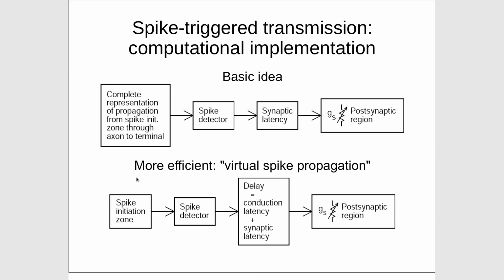We only have to represent the presynaptic cell up to and including the spike trigger zone. And we attach the spike detector to the spike trigger zone. And then our delay that we interpose between detection of a presynaptic spike, a spike in the spike trigger zone, and the perturbation of the postsynaptic region is going to be the sum of conduction latency plus synaptic latency.